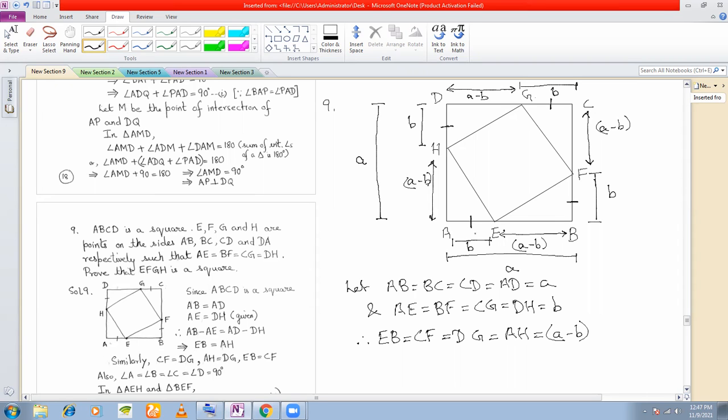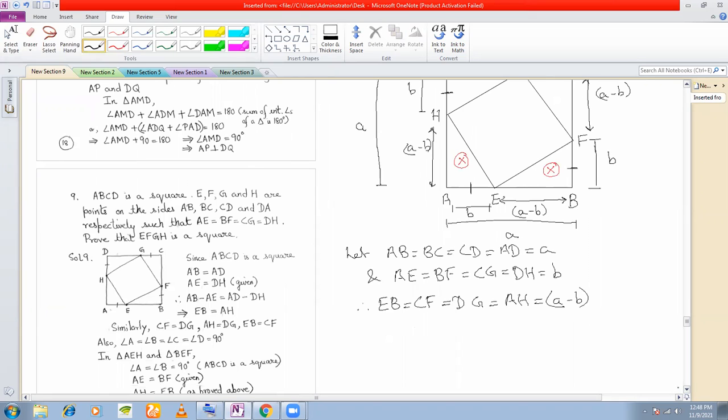Now we want to show that this side is equal to this side, that is, side HE is equal to side EF. That means the adjacent sides are equal. And how do we show? We will show that this triangle is congruent to this triangle. How is it congruent? Can you see just from the figure that they are congruent? By what axiom? First, this is 90 degrees. By side angle side, SAS. Yes, exactly.